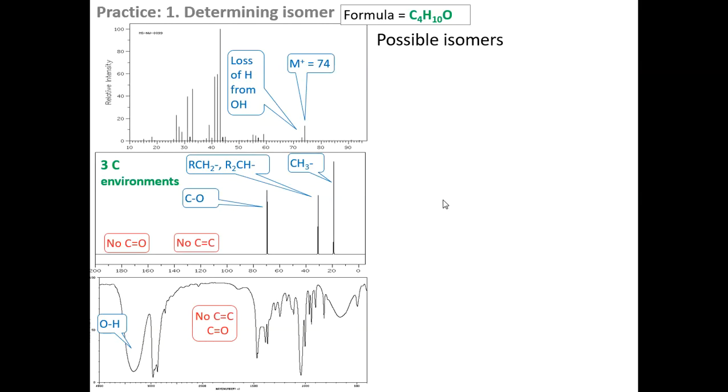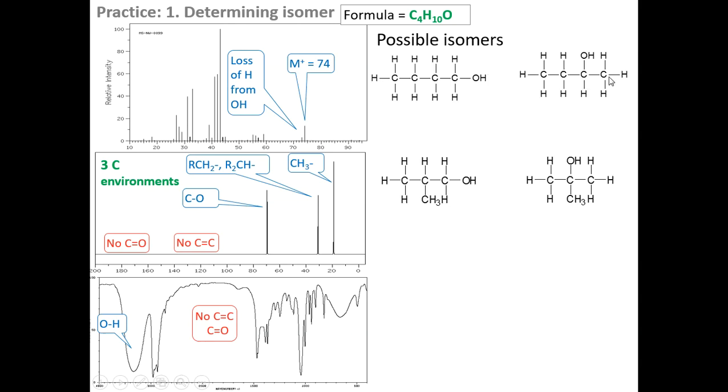Kia ora. Let's now work out the isomer based on what we know and the molecular formula that we've worked out earlier. So with C4H10O and knowing that it has an OH, we draw 4 carbons in a row with an OH on the first carbon or the second carbon as another isomer, or we could do 3 carbons in a row with a methyl side chain and the OH on the first carbon and the second carbon. And there's actually not any other isomer we can draw.